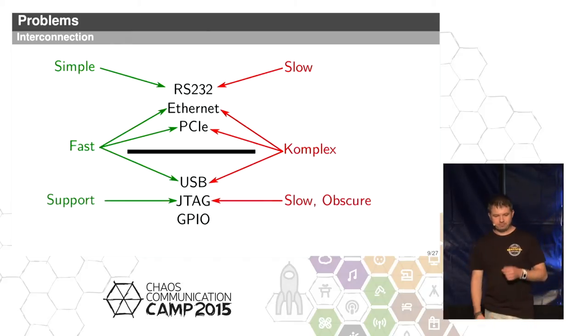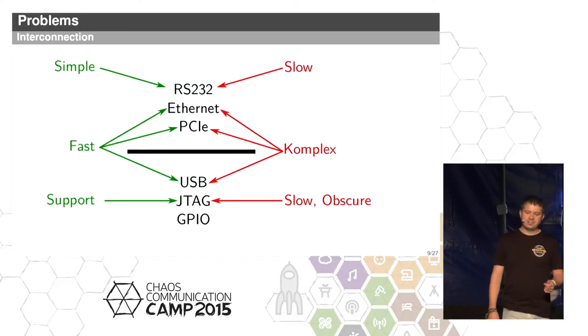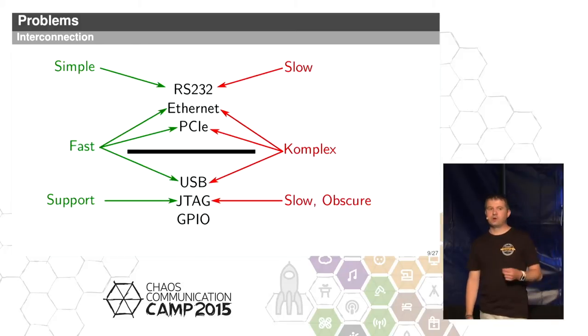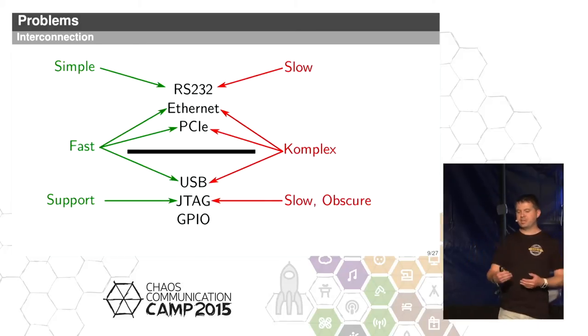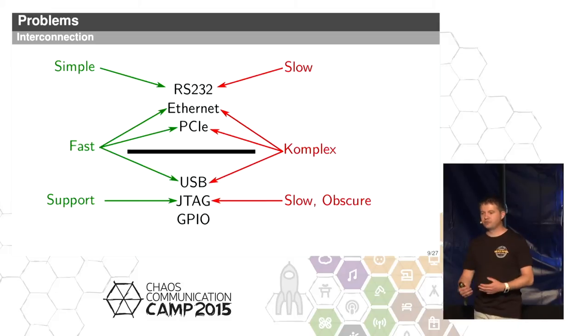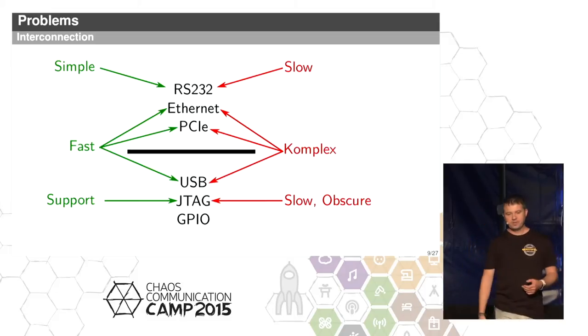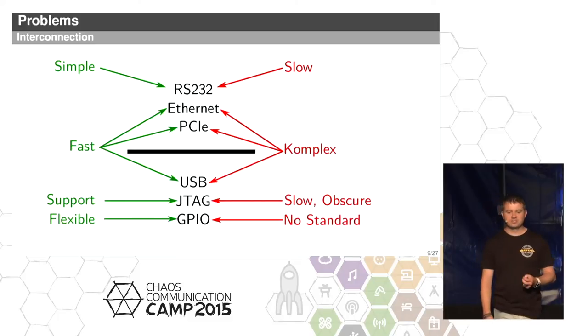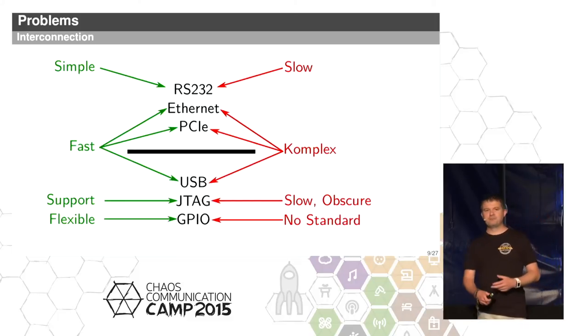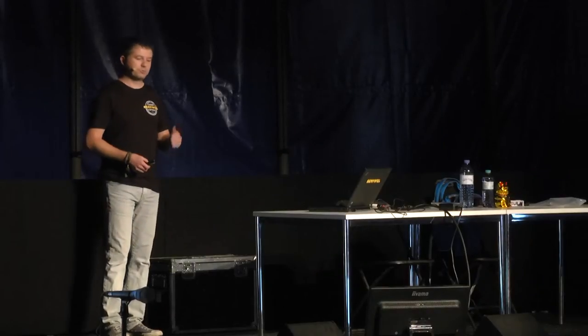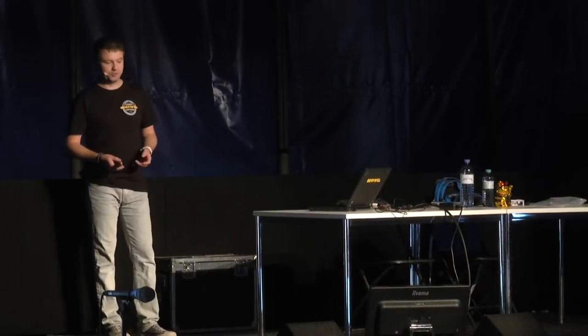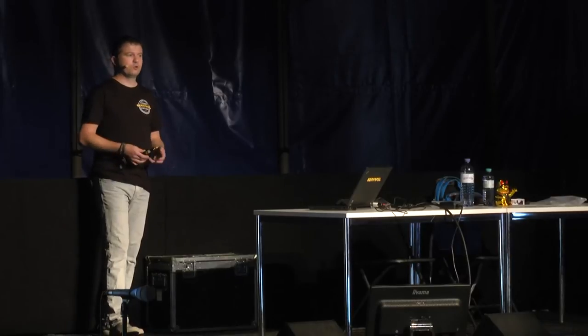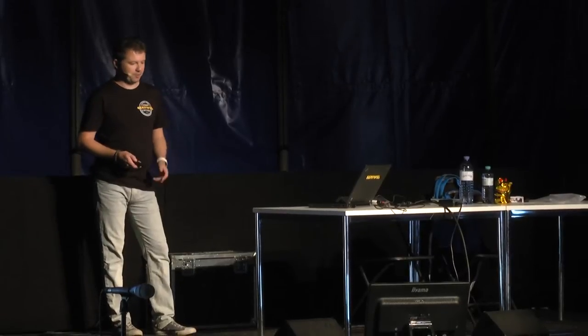Then there's JTAG. There's a lot of support for JTAG in the FPGA community, but this protocol is very slow and very obscure. And it's the only protocol, or the most used protocol, to configure an FPGA, to load the bit file, the configuration of the hardware, onto the FPGA. And the last connection scheme is general purpose I/O, where you can define anything you want. You can just use one wire, two wires, three wires, or anything you want. But there are no standards, so you can only use them if you have defined them yourself.